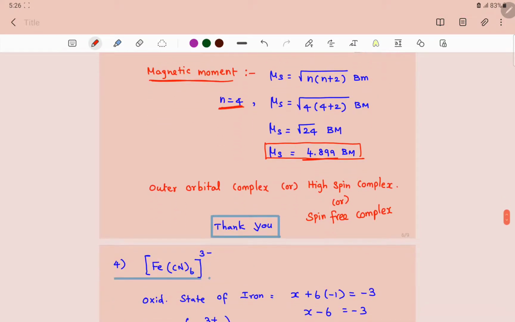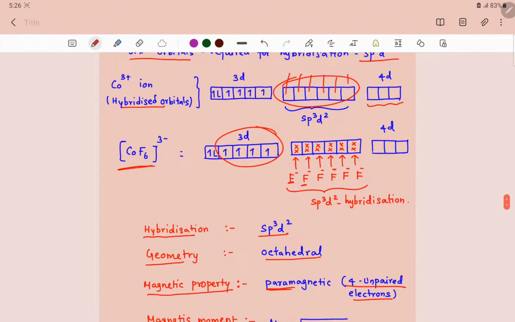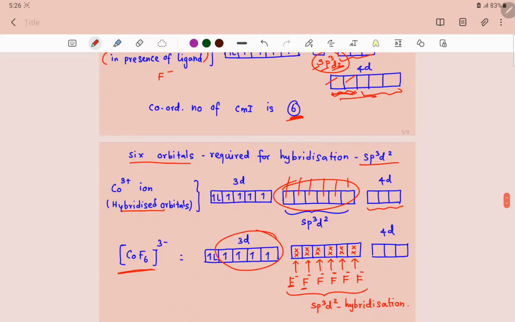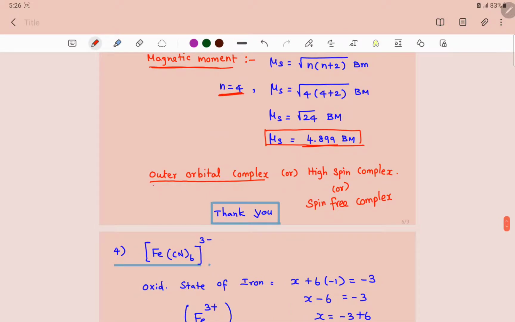Okay, right. And this is also called an outer orbital complex, because in the hybridization only the outer d orbital takes part. You can see in the hybridization only the outer d orbital, the 4d orbital, takes part, so it is called an outer orbital complex. If the inner d orbital, the 3d orbital, takes part in hybridization, then it is called an inner orbital complex. So it is an outer orbital complex, a high spin complex.